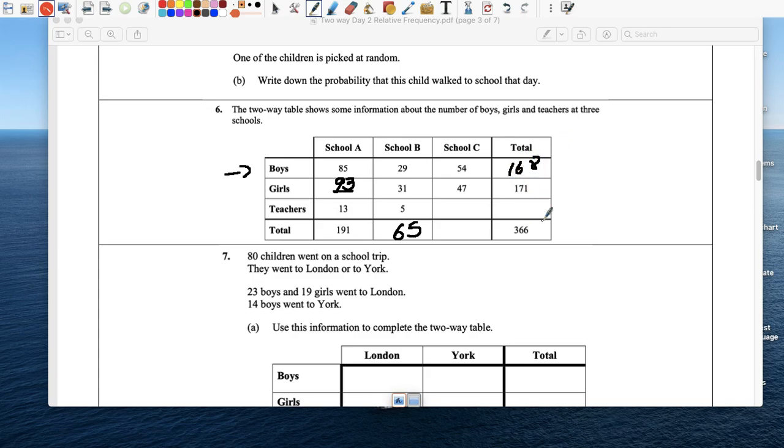And then we can do 168 plus 171, and then subtract that from 366, and we get 27. Right, so 18, which means this is 9. And then 54 plus 47 plus 9 gives us 110. So adding this way and adding this way should give us 366. Okay. Questions like those are pretty silly.